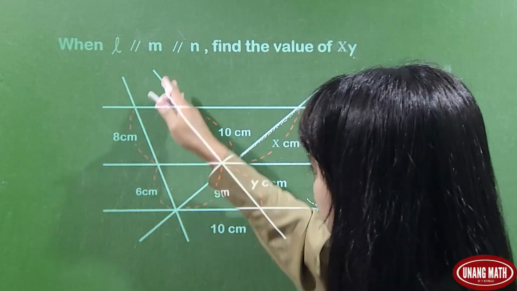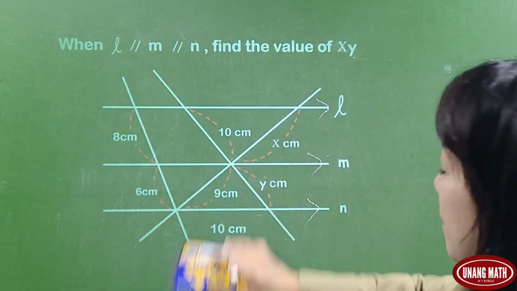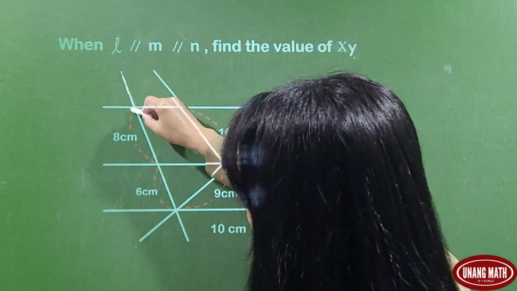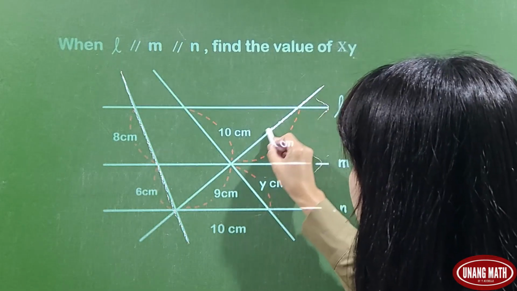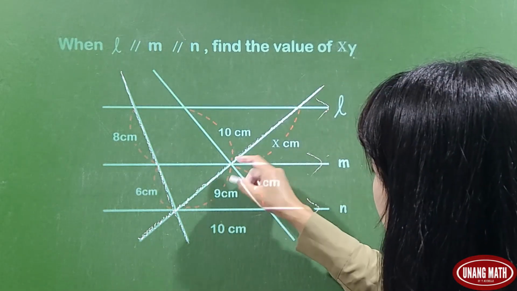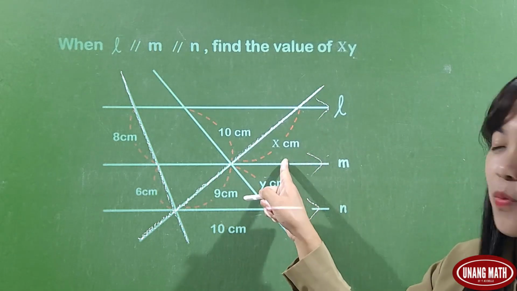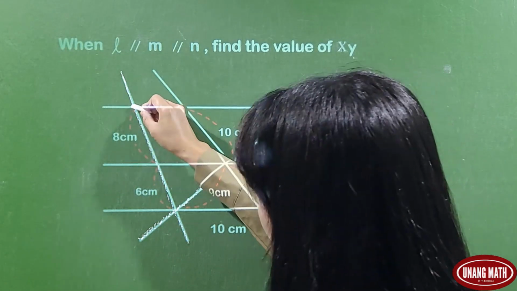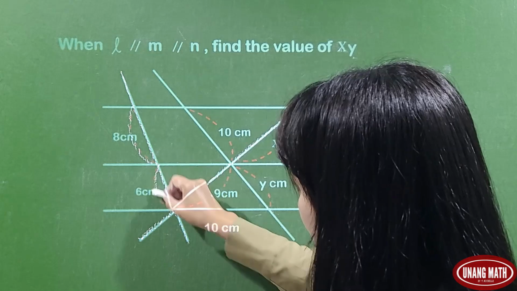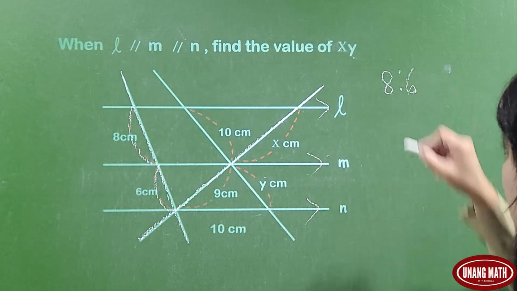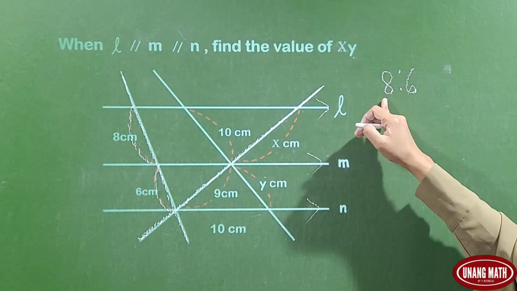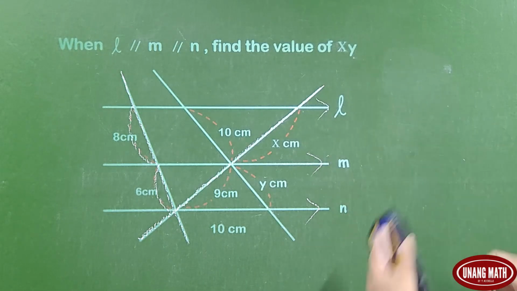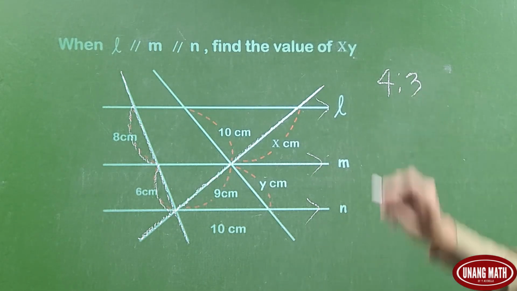Okay, we have here 3 straight lines. First, we are going to consider this line and this line because we have here this X, so we will be finding first the value of X. This ratio is 8 is to 6. If we simplify, divide both numbers by 2. So this is now 4 is to 3.